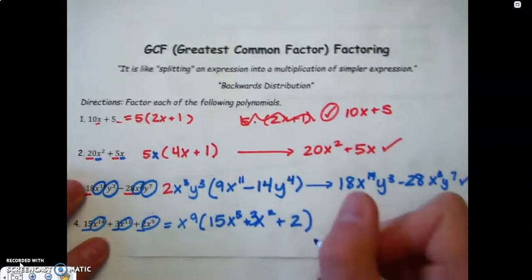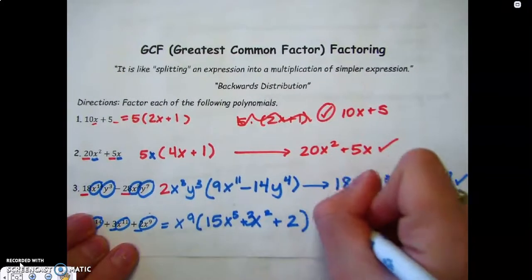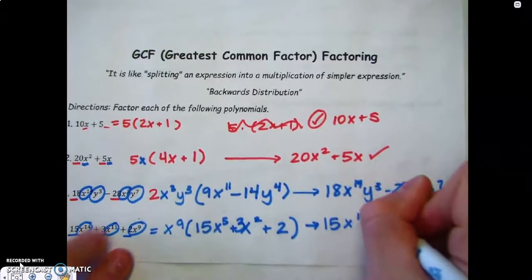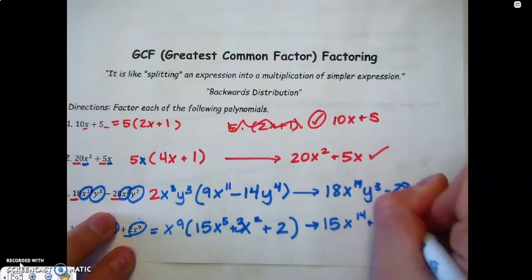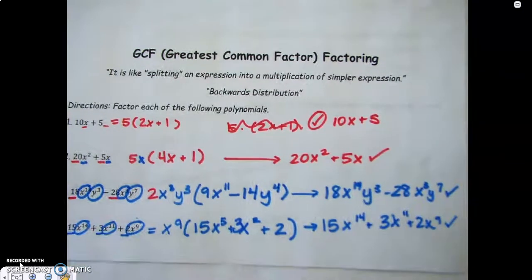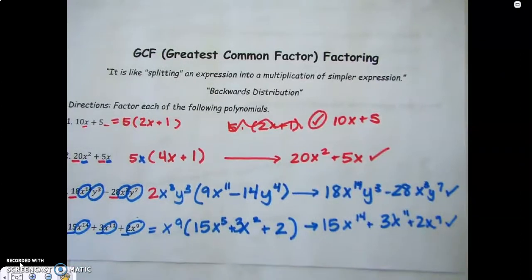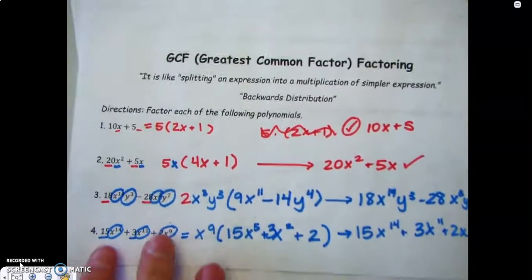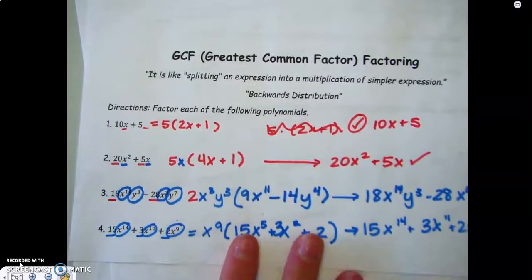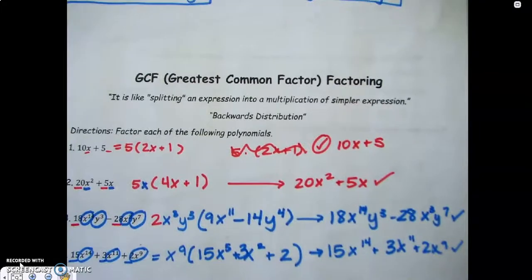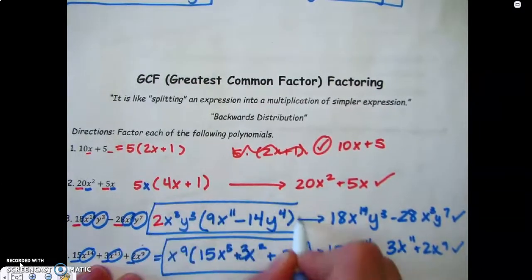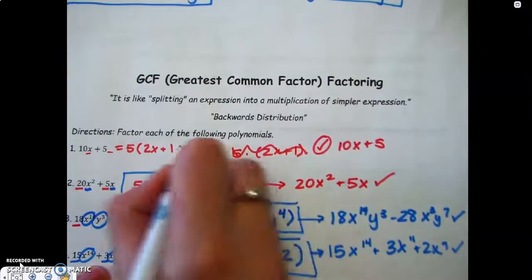And so again, I could check my answer by distributing the x to the 9th back in, and I get x to the 14th. And I get back what I started with, which means I did it correctly. So really, it's just like finding out what all your terms have in common, taking it out, and then writing what else you have left. And so that is GCF factoring. So these are your factors, the two expressions being multiplied together. So those are all your answers there.